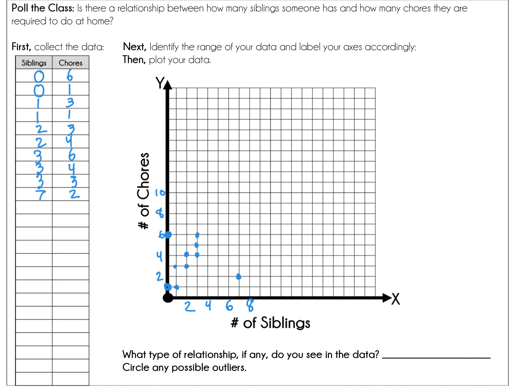Notice how as the number of siblings goes up, the number of chores also goes up if you ignore the outliers. Well, that means we have a positive association. And if you look, it actually does fit a straight line pretty well. So I'm going to say we have a positive linear association with 2 possible outliers.